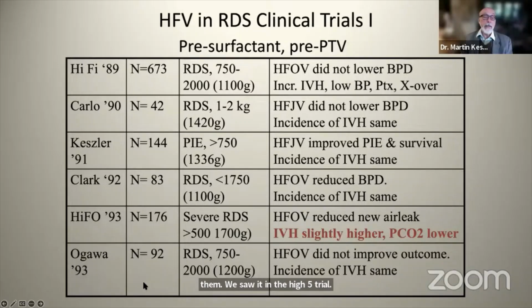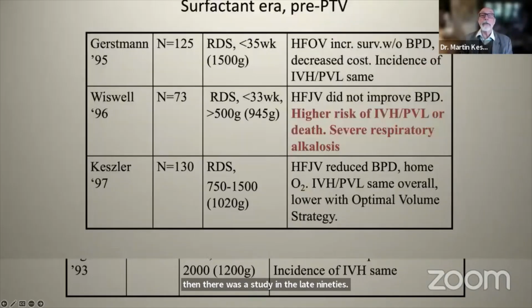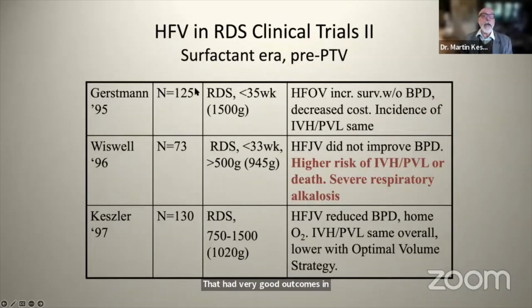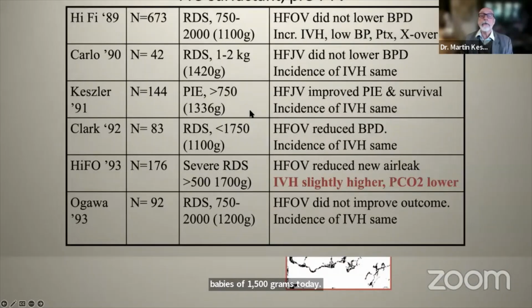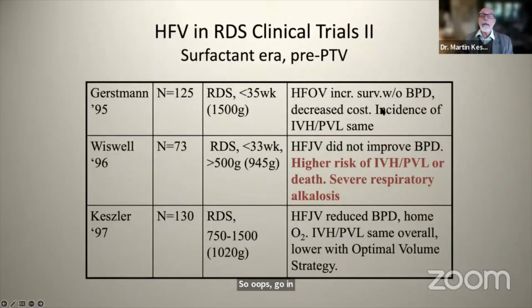We saw it here. Then there was a study in the late 90s that had very good outcomes in both groups. Then surfactant came around and things got somewhat better, but we still had issues. And Dale Gerstmann published this work in 1995, a moderate-sized trial. The mean birth weight was 1,500 grams. Who even ventilates babies of 1,500 grams today? So, yes, it seemed to work. There was less BPD and no adverse consequences, but this is not the population we treat today.